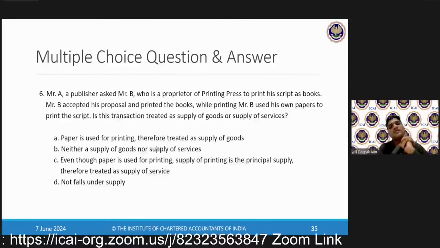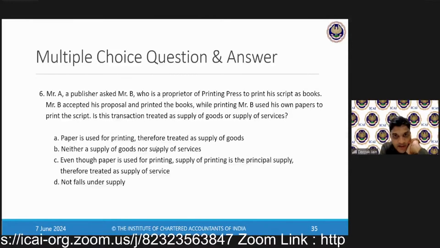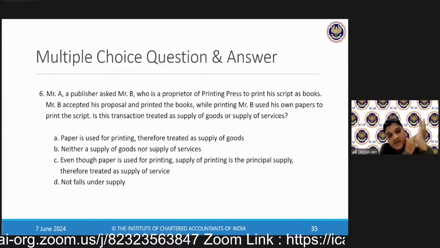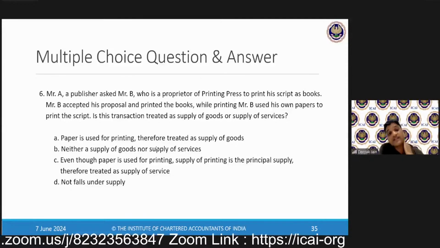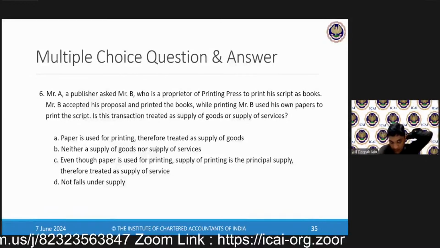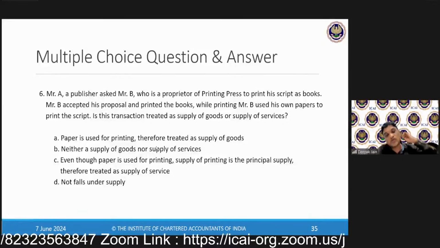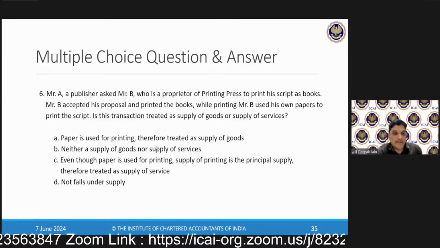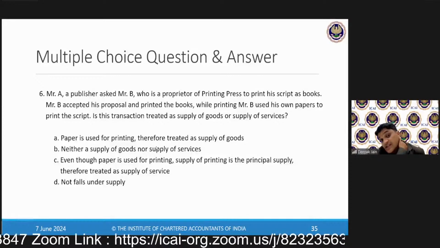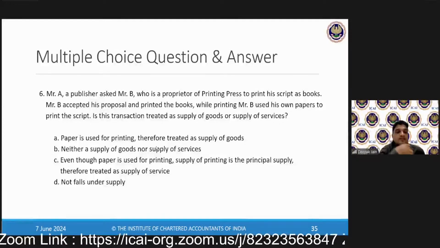Mr. A is a publisher who has asked Mr. B, who is a proprietor of a printing press, to print his scripts as books. Mr. B accepted his proposal and printed the books. While printing, Mr. B used his own papers to print the script. Is this transaction treated as supply of goods or supply of services?